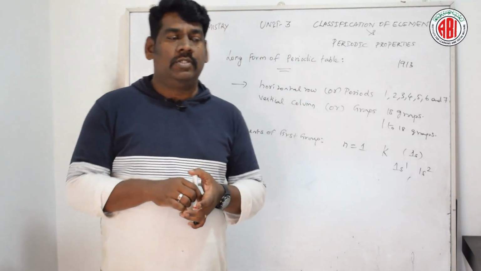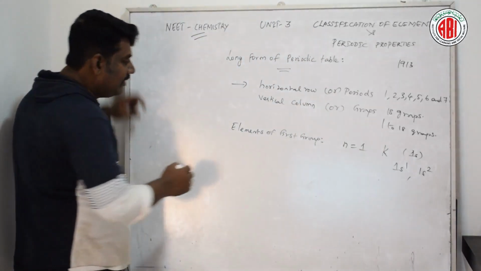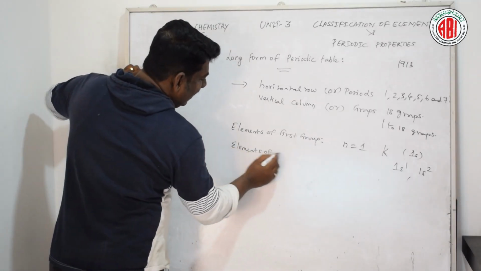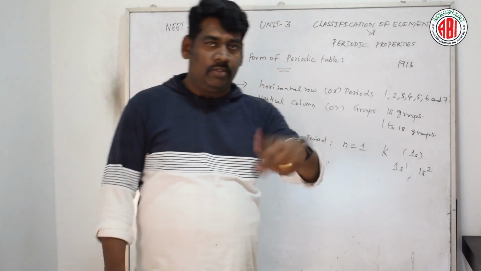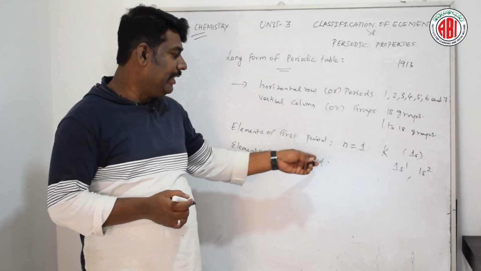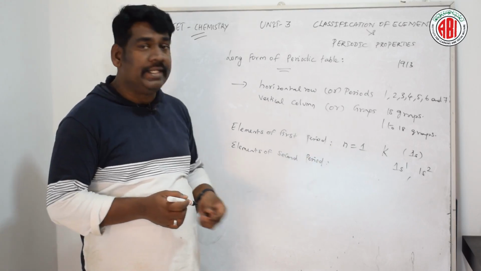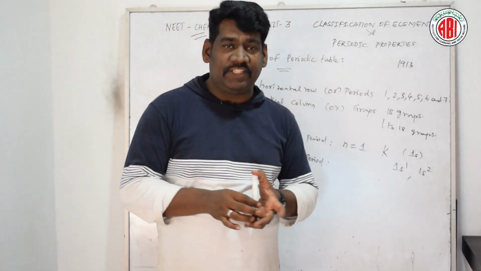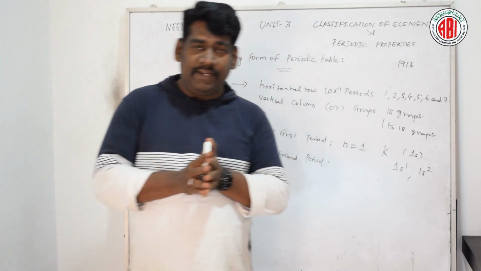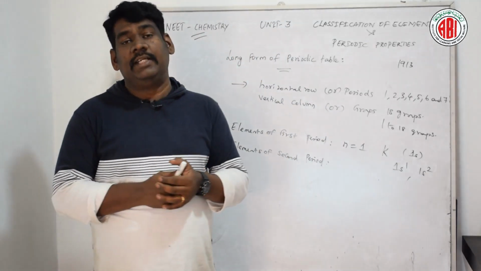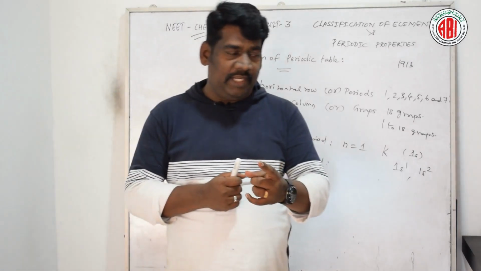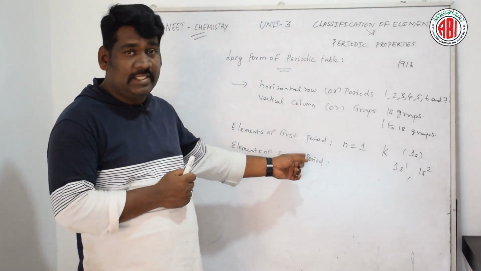Okay. Now talking about elements of second group. Okay, so again I am going to repeat about these elements of first period. It is not group, it is period. See, elements of first period. The first period corresponds to n value equal to 1, and that is unique because it could contain only 2 elements.